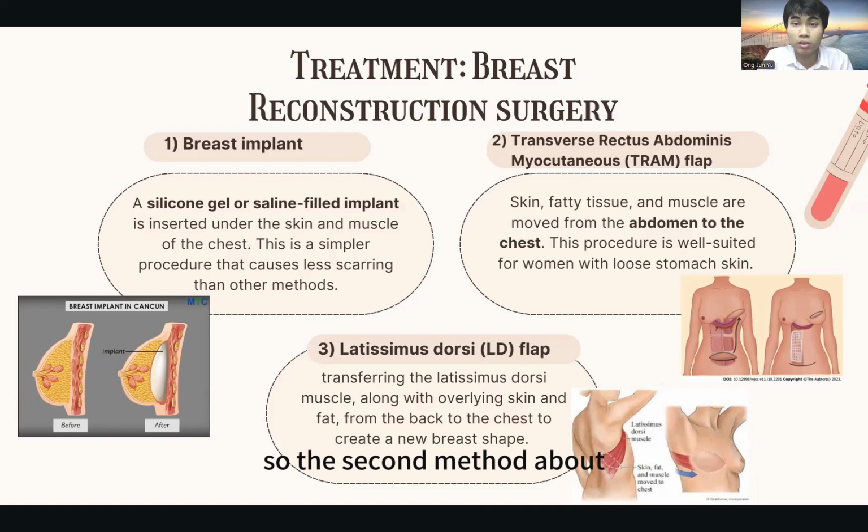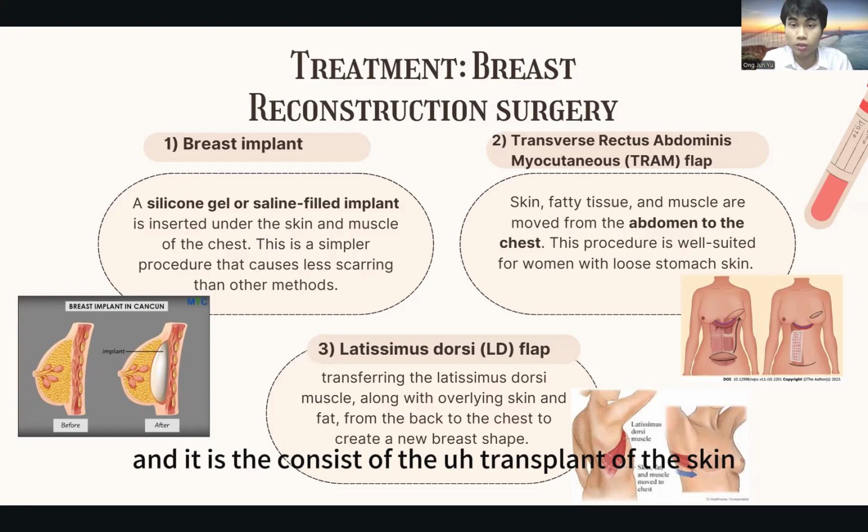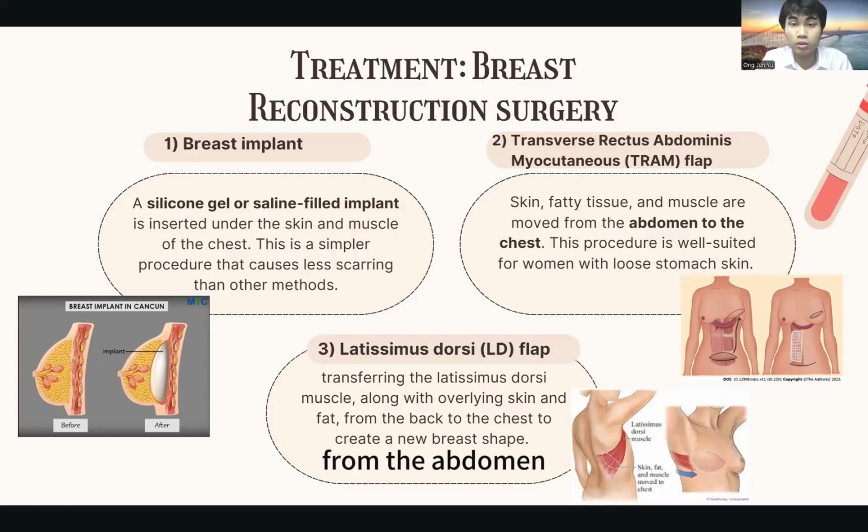The second method of breast reconstruction surgery is the transverse rectus abdominis myocutaneous flap, or TRAM. Basically, the rectus abdominis is moved to the chest, and it consists of the transplant of skin, fat tissue, and also the muscle from the abdomen to the chest. This procedure is well suited for women with loose stomach skin.